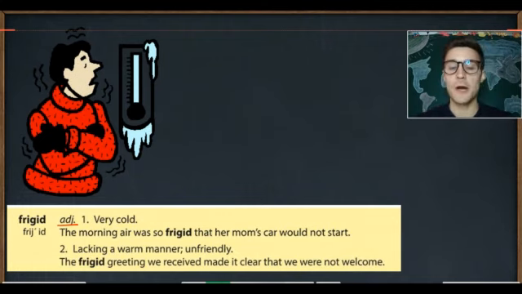The morning air was so frigid that her mom's car would not start. See? The morning air, that's the noun. What about it? It was frigid. So frigid describes a noun. Frigid means very cold. The weather is very frigid. It's very cold. The second meaning for frigid is lacking a warm manner, unfriendly.